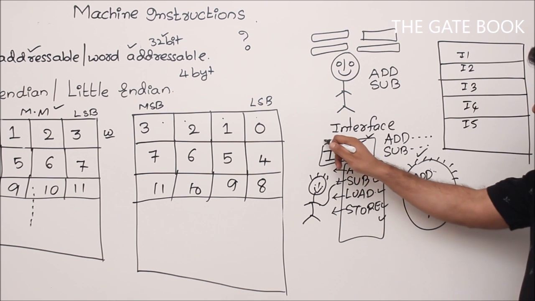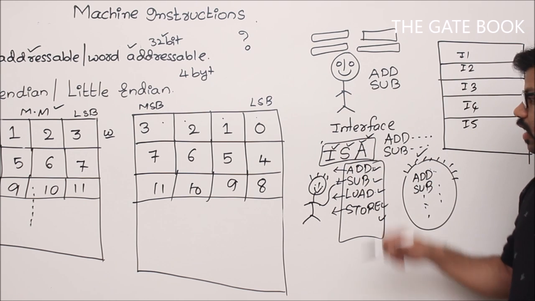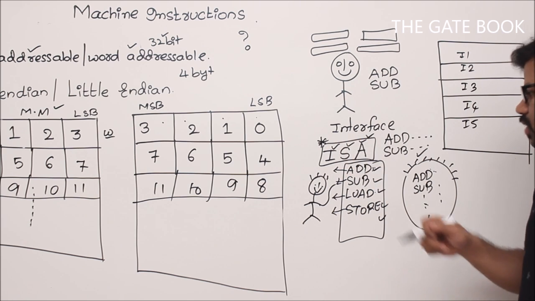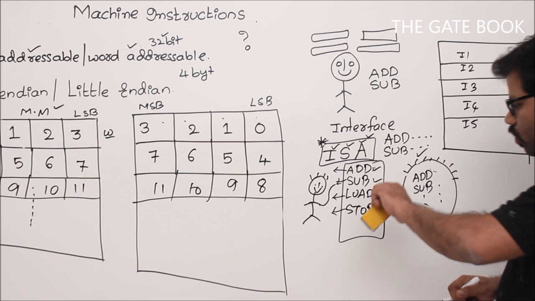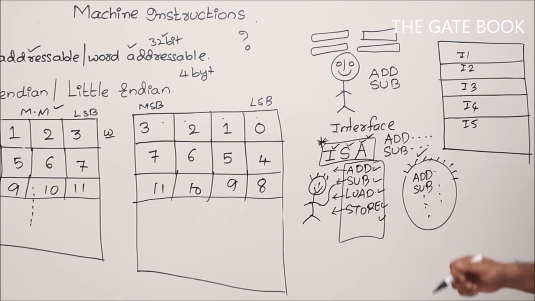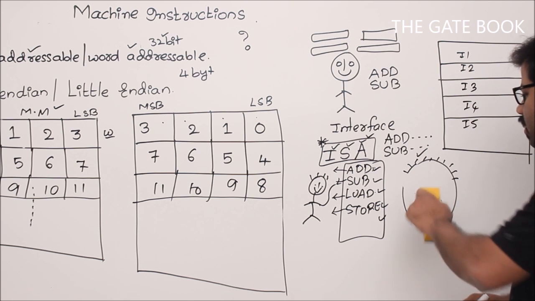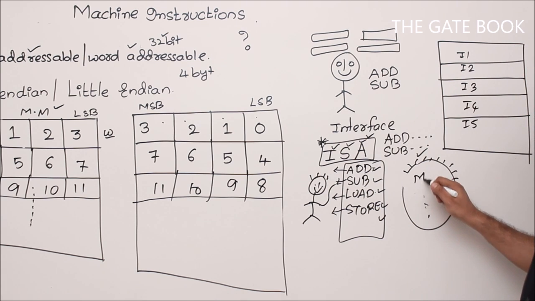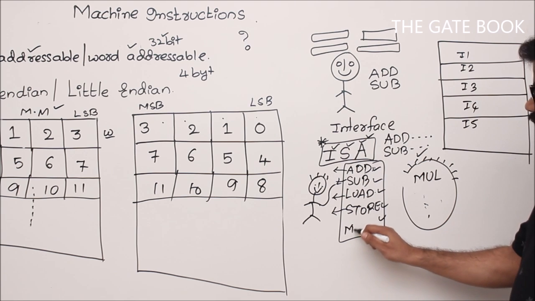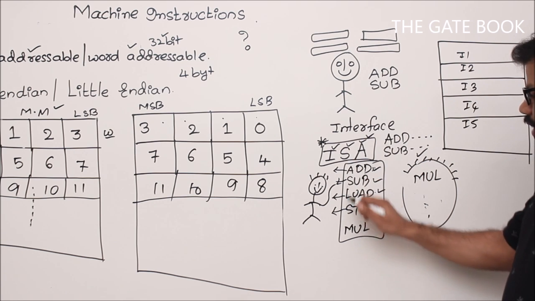One more advantage of this instruction set architecture is that it is going to provide abstraction. What is that abstraction? I will tell you. Tomorrow, let's say this computer gets some additional functionality. Apart from addition and subtraction, let's say it also provides multiplication. Then that functionality can be happily added here.